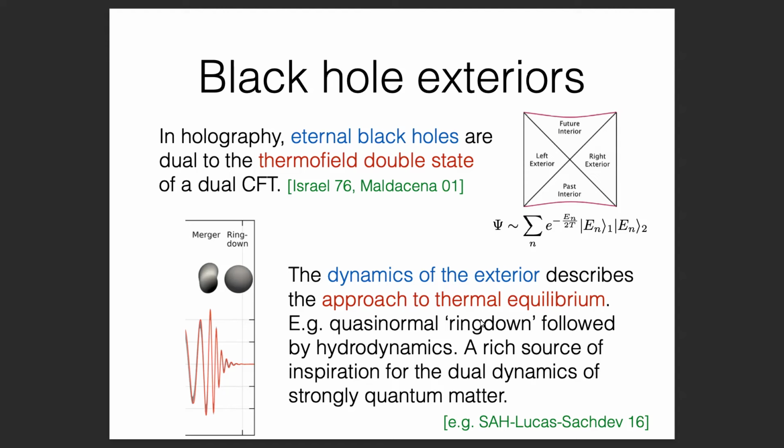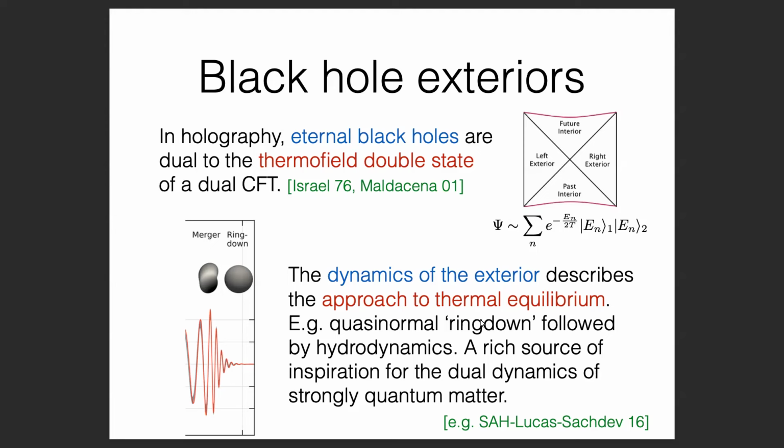This connection actually predates AdS/CFT, goes back to Israel in the 70s, and was given an AdS/CFT context by Maldacena over 20 years ago. So the thermofield double state looks something like this. It means you sum over all the eigenstates of the dual conformal field theory, and you weight them with the Boltzmann factor. So this is an entangled state. If you trace out the left-hand side, you get the thermal state on the right.